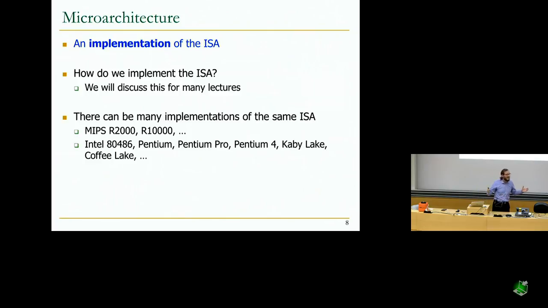But then there have been many, many other implementations: Pentium, Pentium Pro, Pentium 4. Now I think one of the latest ones is Coffee Lake. I cannot keep up with these names, but you can easily figure them out. Basically, these are implementations of the same ISA. Now, it's not very fair to say it's exactly the same ISA because the ISA also evolves over time, but it's really fundamentally the same ISA.